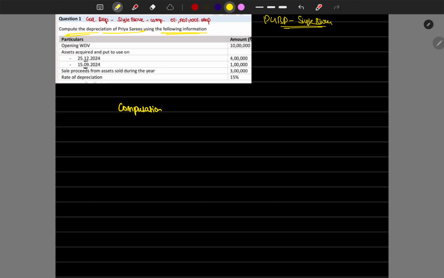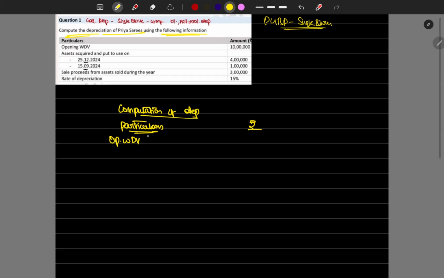Computation of depreciation. Particulars, rupees. What's the opening WDV? Opening WDV of assets. Let's term it as assets only because they have not given which asset it is. It might be plant and machinery, which is 15%. So plant and machinery, 10 lakhs.